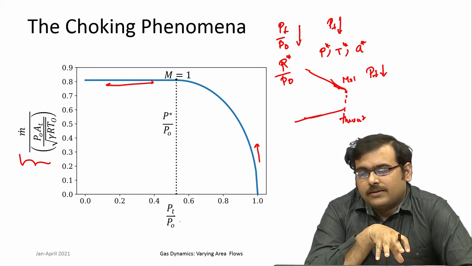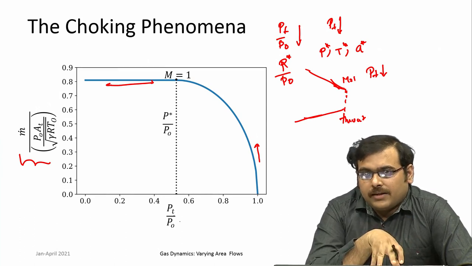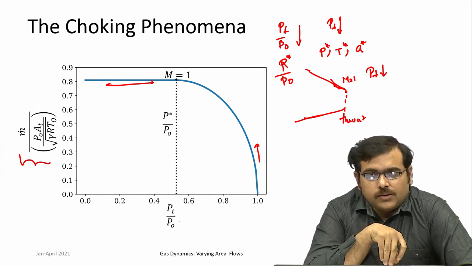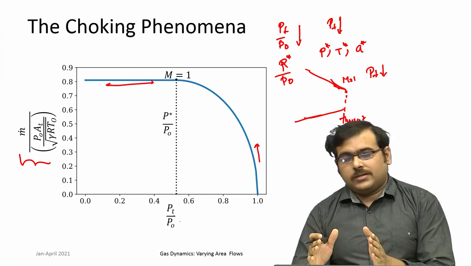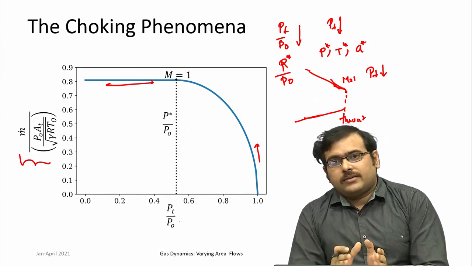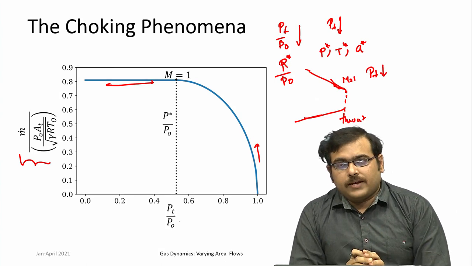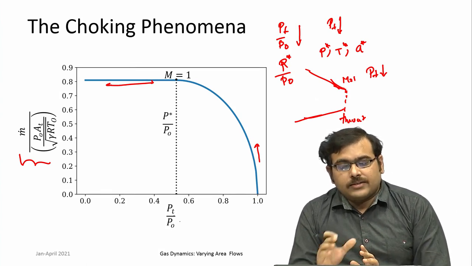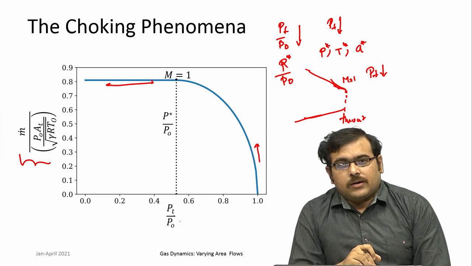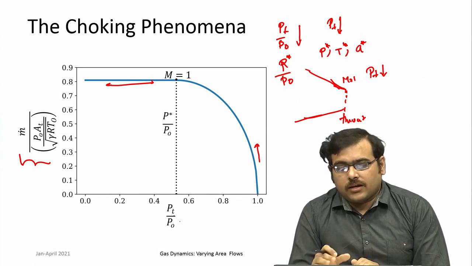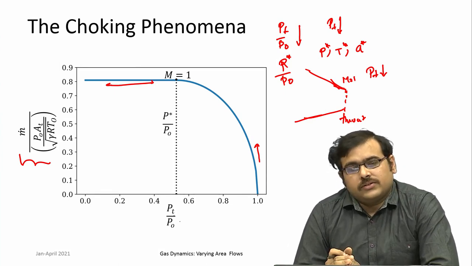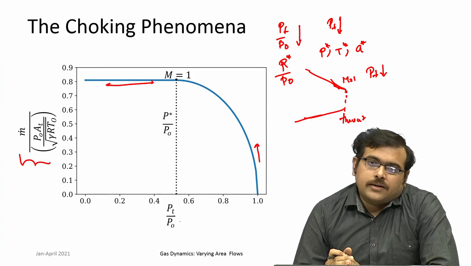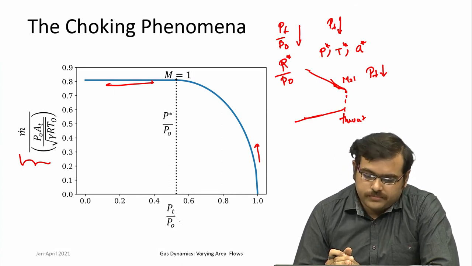This is something important in the context of variable area ducts. One has to bear in mind what we mean by the choking phenomenon, how pressure ratio is related to it, and when this particular condition is achieved. Here we are discussing the convergent nozzle, but we will see this is actually true in other nozzles also.